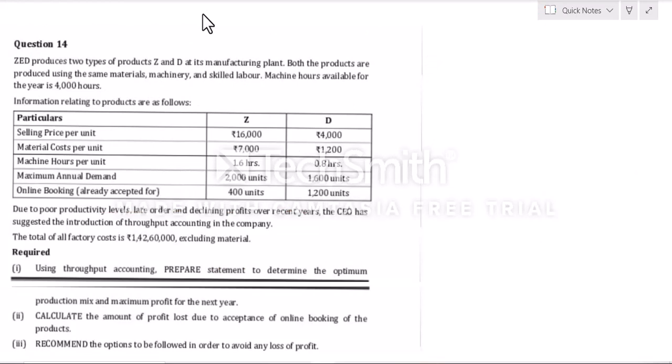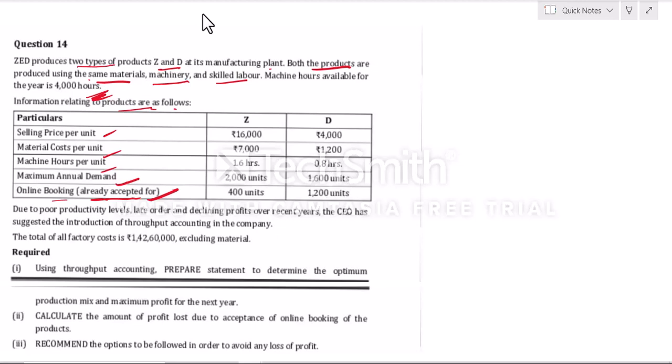14th question. ZED produces two types of products, Z and D, at its manufacturing plant. Both the products are produced using the same material, machinery and skilled labor. Machine hours available for the year is 4,000 hours. Information relating to the products is as follows: selling price, material cost, machine hours, maximum annual demand, online booking already accepted for.